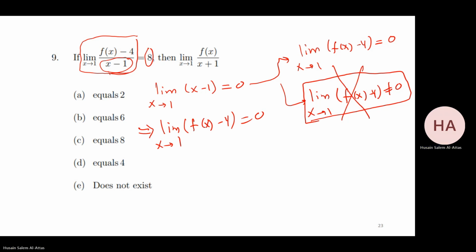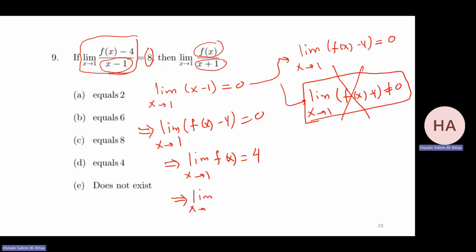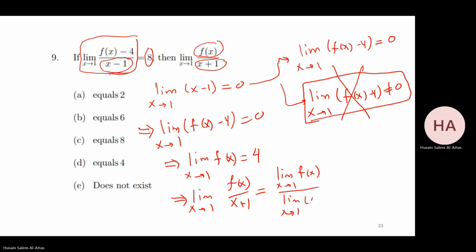I hope it's clear. So that means, provided the limit exists, the limit as x goes to 1 of f of x is equal to 4. So I know the limit of the numerator. Also, I know the limit of the denominator, which is substitution, so you can distribute the limit. So the limit as x goes to 1 of f of x over x plus 1, I can distribute the limit. I get 4 over 2, which is 2. So this is my answer.